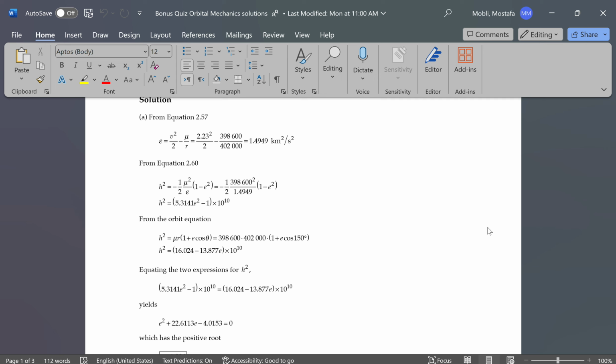If you're going to watch the recording later, you don't really see the board. I'm referring to the equation that says h squared is equal to 1/2 mu squared divided by epsilon multiplied by 1 minus e squared.